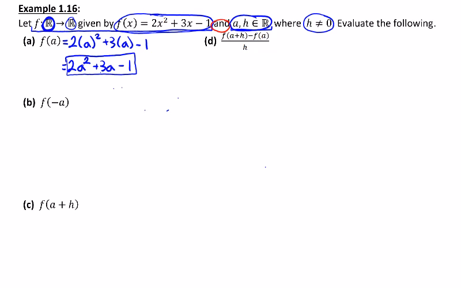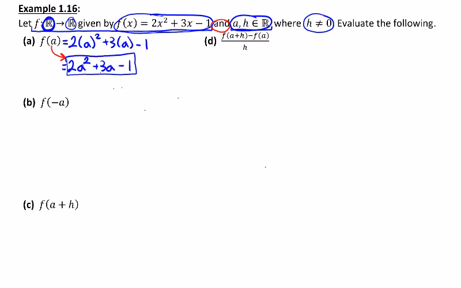So that means that A maps to 2A squared plus 3A minus 1. And I know it seems incredibly strange and it feels a little weird to do that, but when we allow A to represent a real number, we are allowed to do that. Take a look at part B.